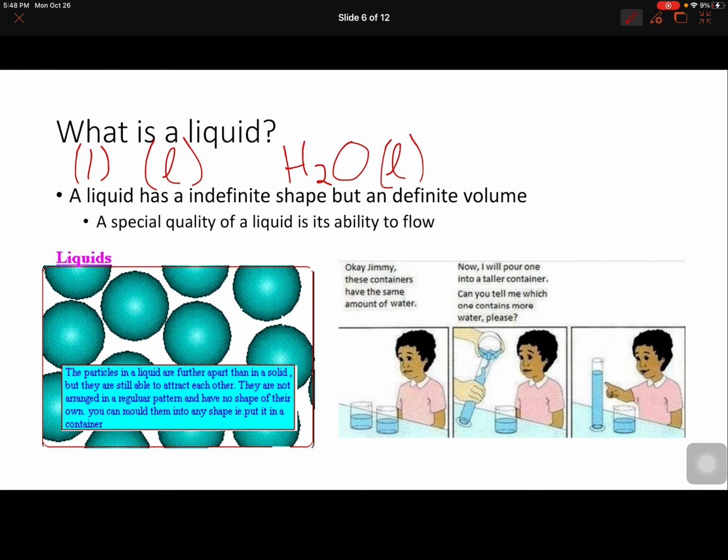Also, to draw this particle diagram, again, you draw your little box. Now, these particles are not as jam-packed as your solid. They're a little spread out. So that is a liquid particle diagram, or what I'm looking for.